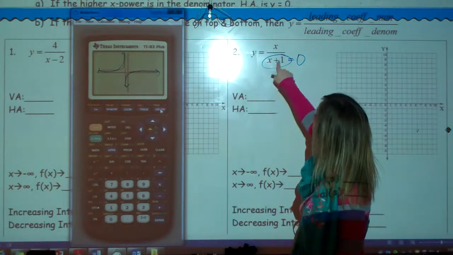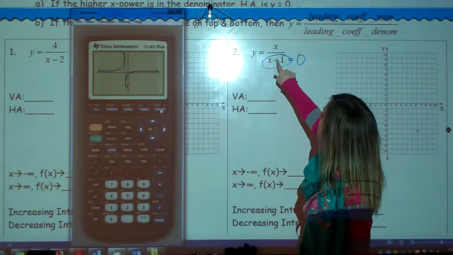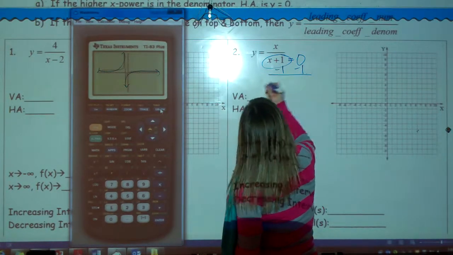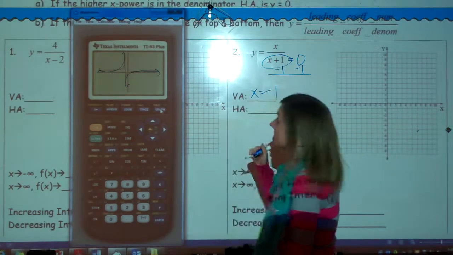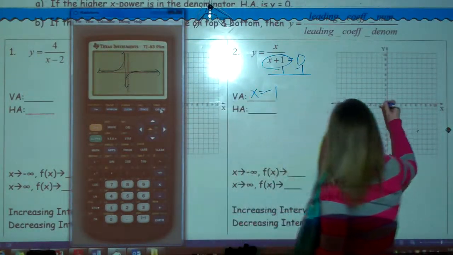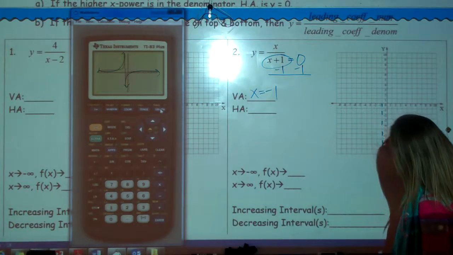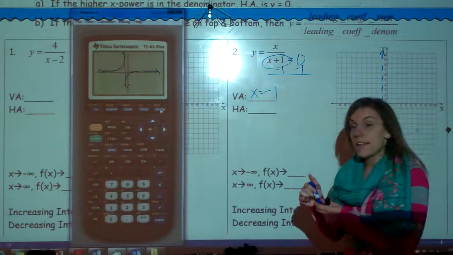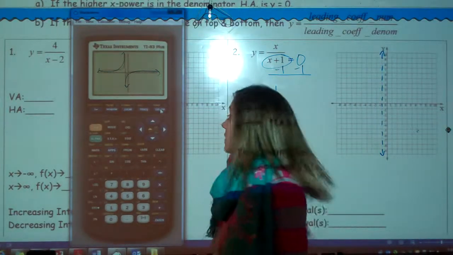So to get the vertical, look horizontal. So x plus 1 equals 0. When you subtract 1 from both sides, you get x is negative 1. So this line right here that it's not crossing is negative 1. So we're going to put an imaginary line at negative 1. That way we won't cross it, okay?